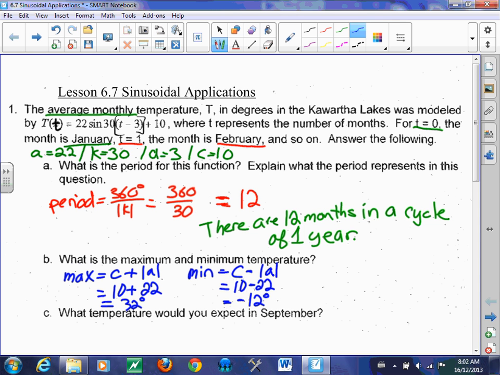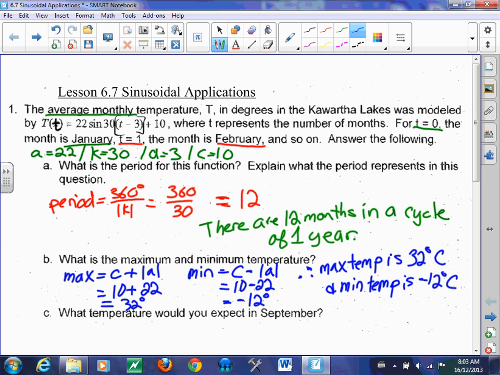Because it's a word problem, we're going to say, therefore, max temp is 32 degrees, and make sure you put down your unit, Celsius. And min temp is negative 12 degrees Celsius.